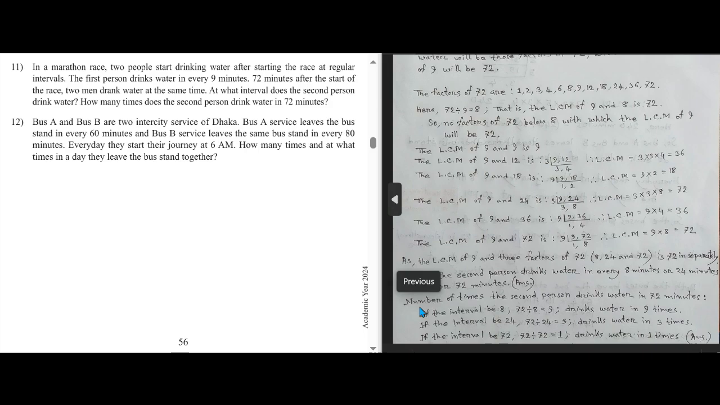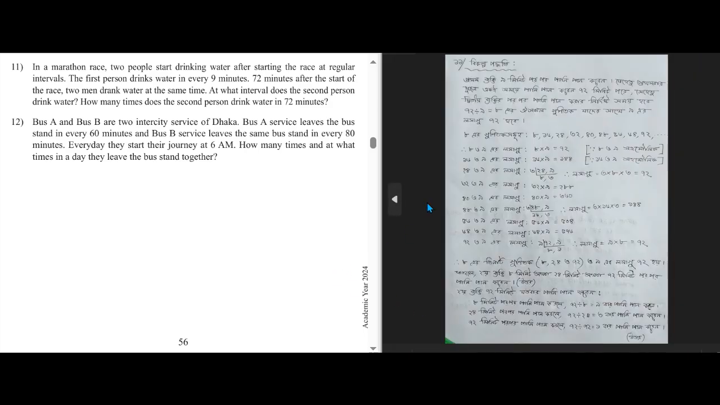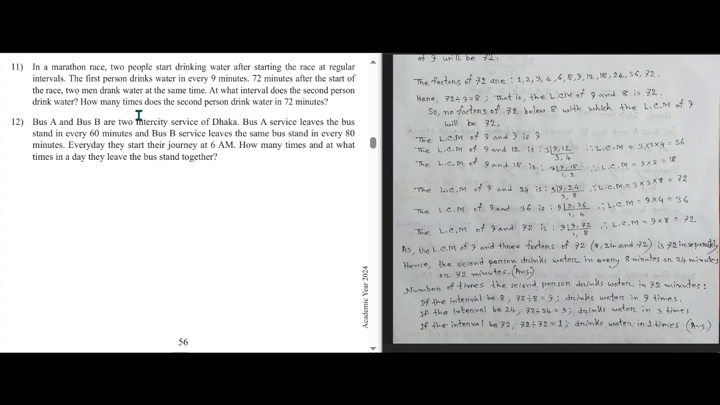And now the second part of question 11: how many times does the second person drink water in 72 minutes? So we write like that. Number of times the second person drinks water in 72 minutes. If the interval is 8, then 72 divided by 8 equals 9. So drinks water 9 times.